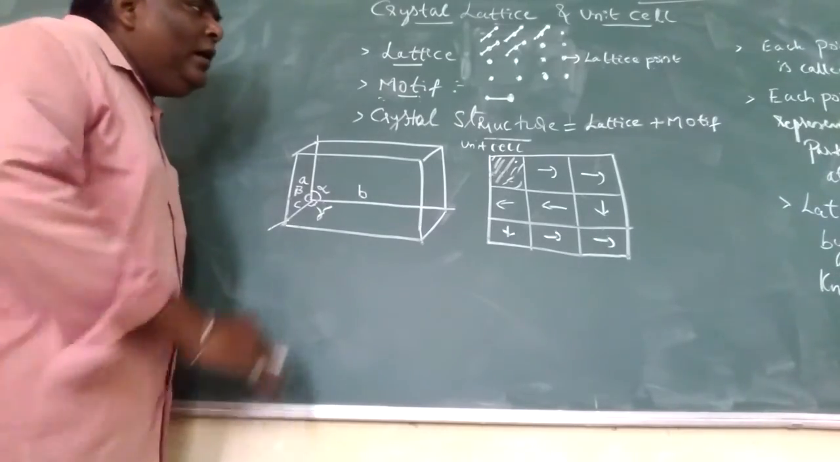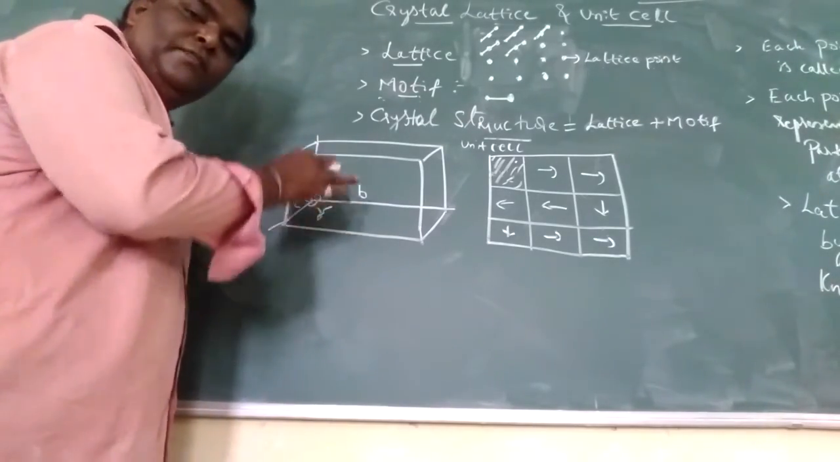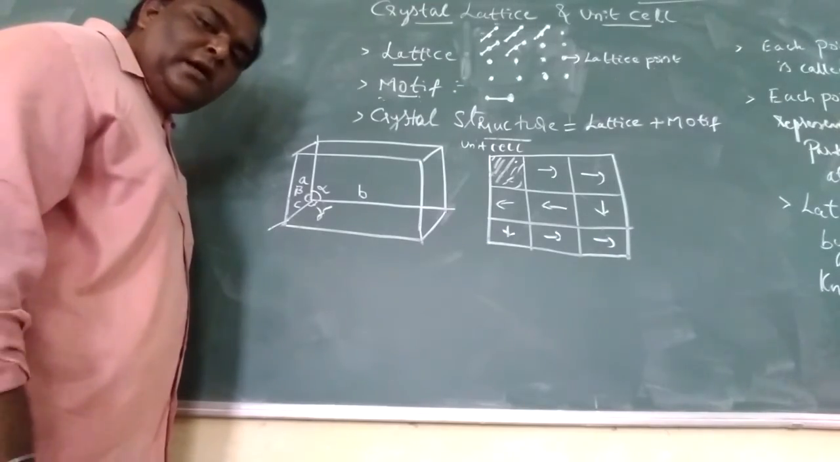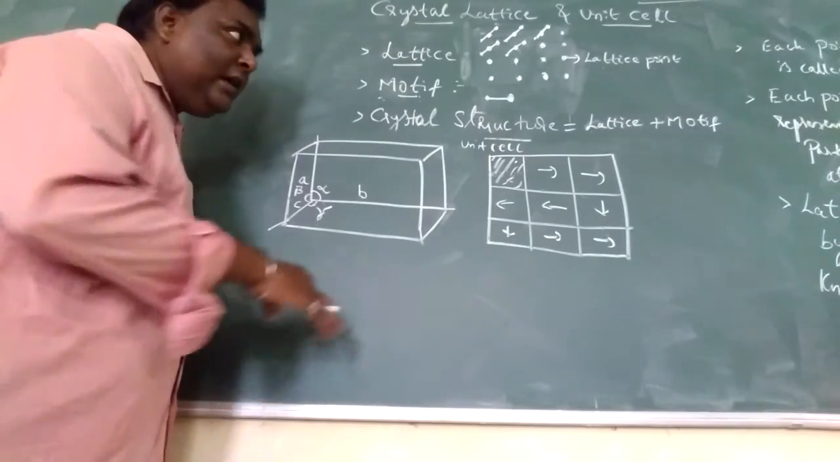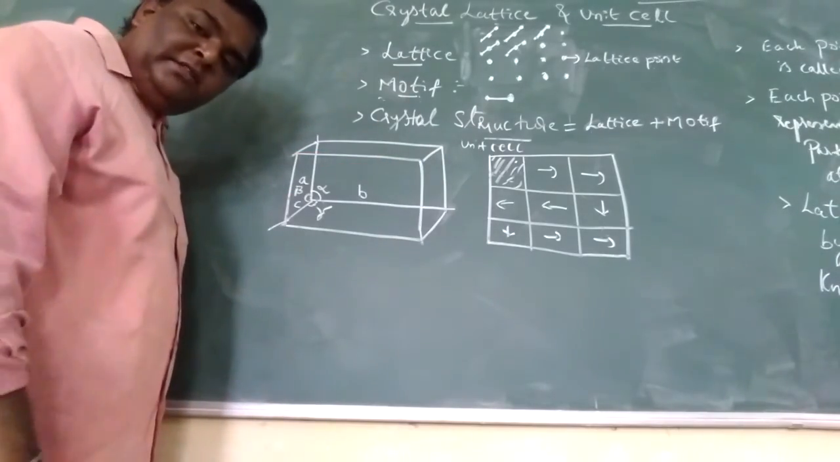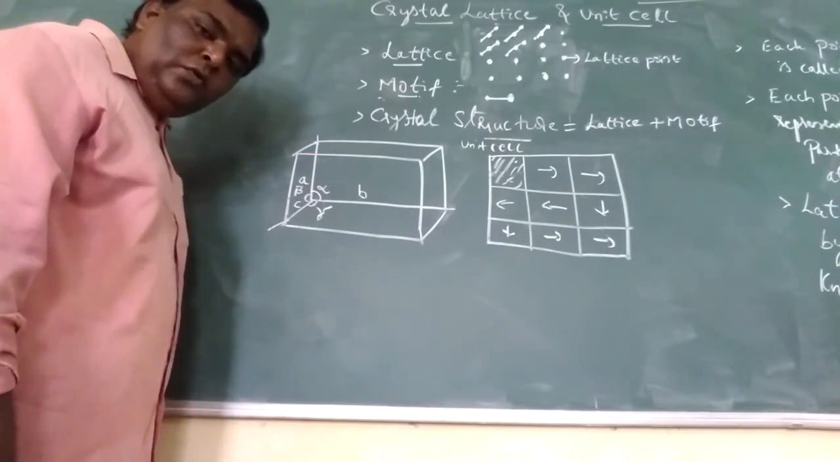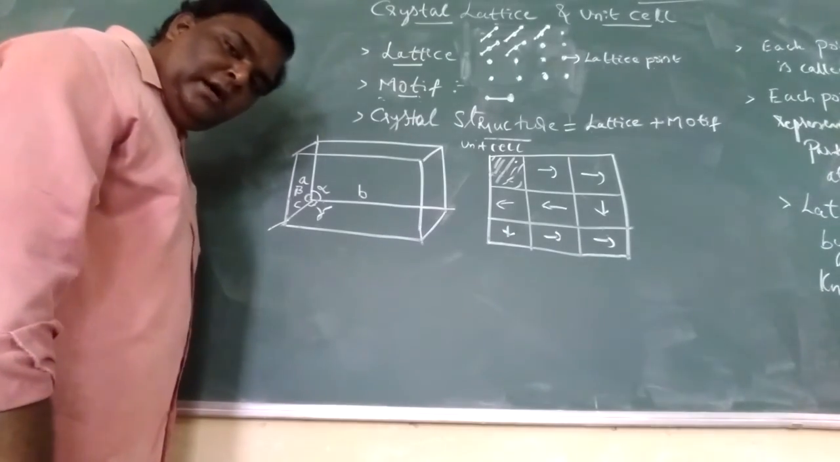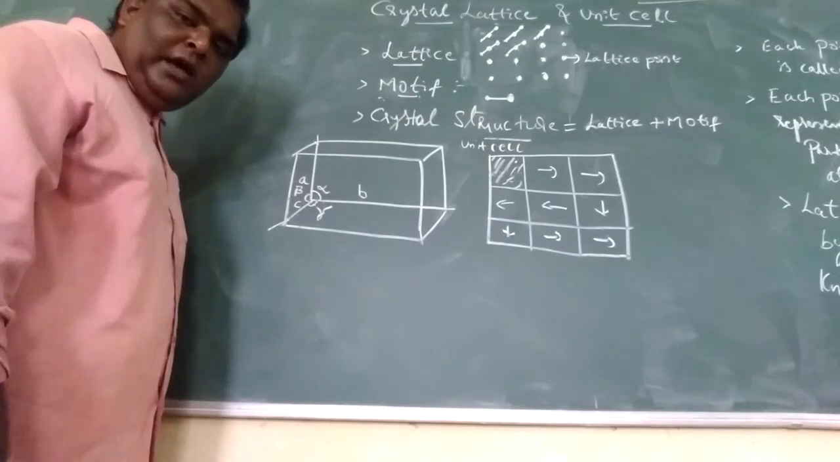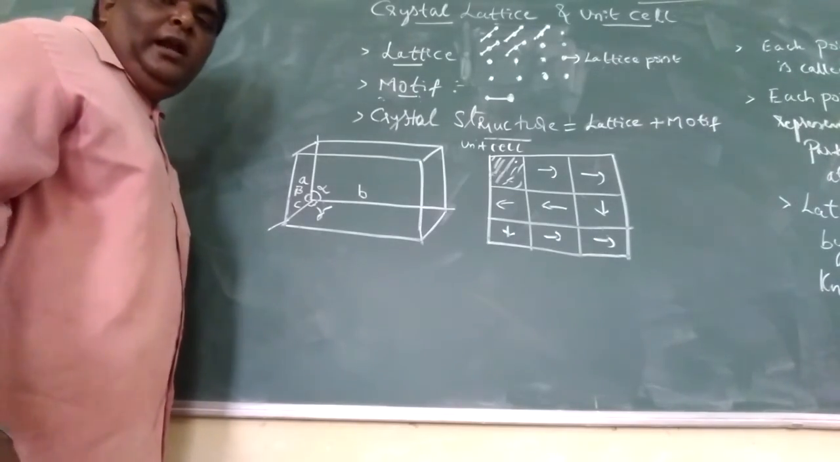So this is about the characteristics of a crystal lattice and the unit cell, and the unit cells are further classified into two types: primitive cubic unit cell and centered cubic unit cell. I will explain this in the next class.